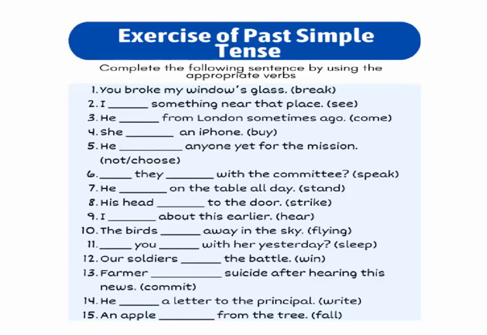Now complete the following sentences by using the appropriate verbs. The verbs are in the brackets. So you should think about the past form of the verb. For example, you dash my window's glass, right? So break is the word. The past form of break is broke, right? So you broke my window's glass. Likewise, you feel the grip.